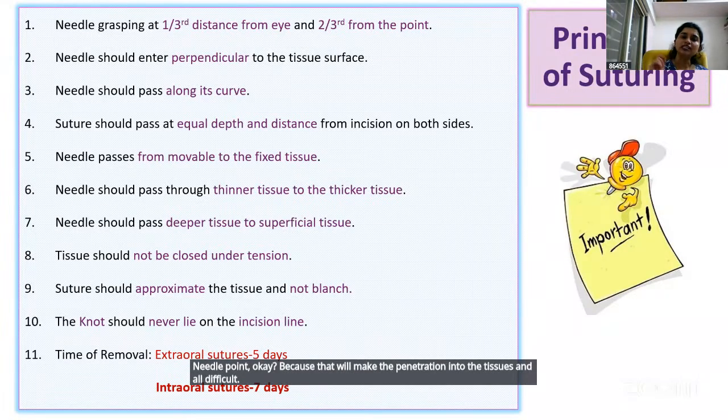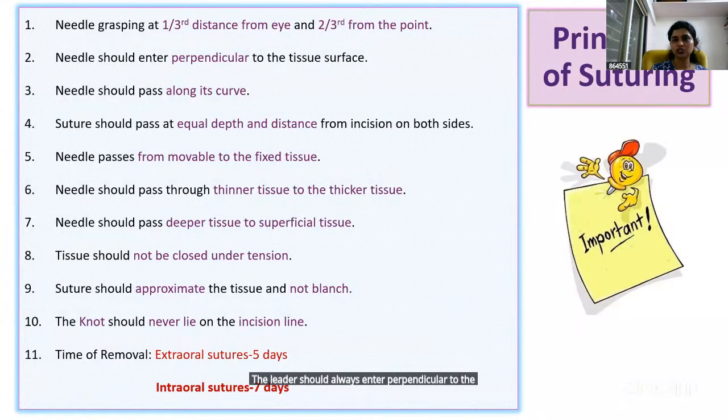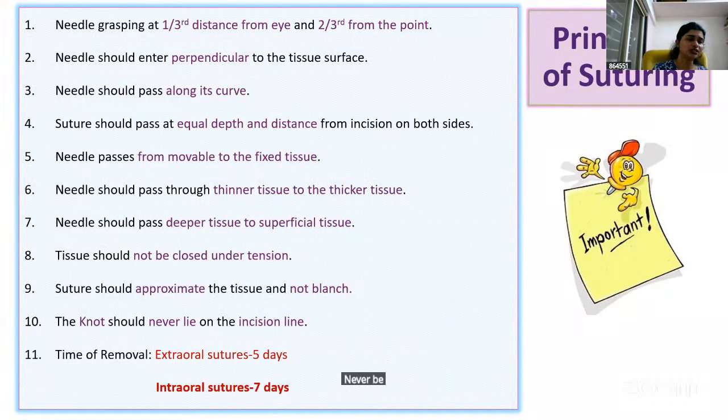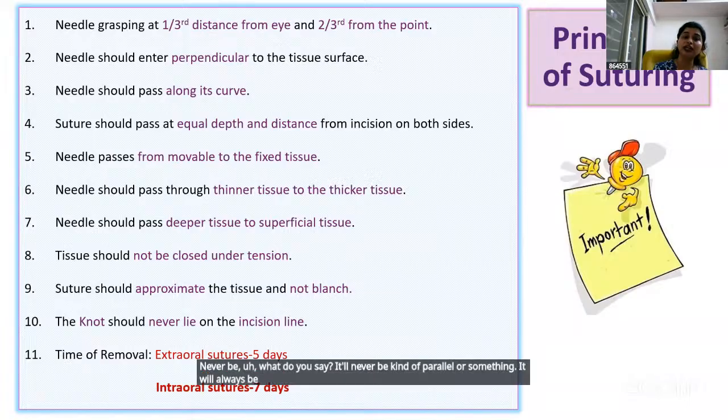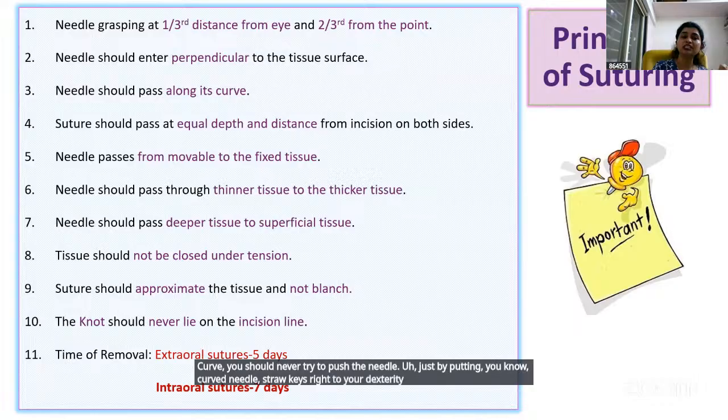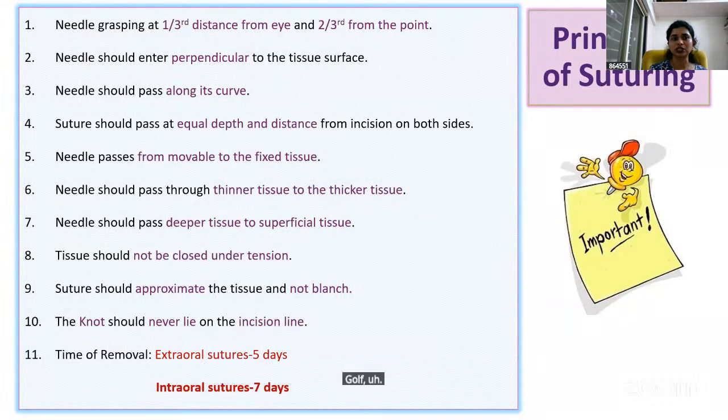The needle should always enter perpendicular to the tissue surface. It should always be perpendicular. It will never be parallel or something. It will always be perpendicular, so the penetration is better. Needle should pass along its curve. It should always pass along its curve. You should never try to push a curved needle. Your dexterity of your hand should be such that the needle passes along its curvature, right?